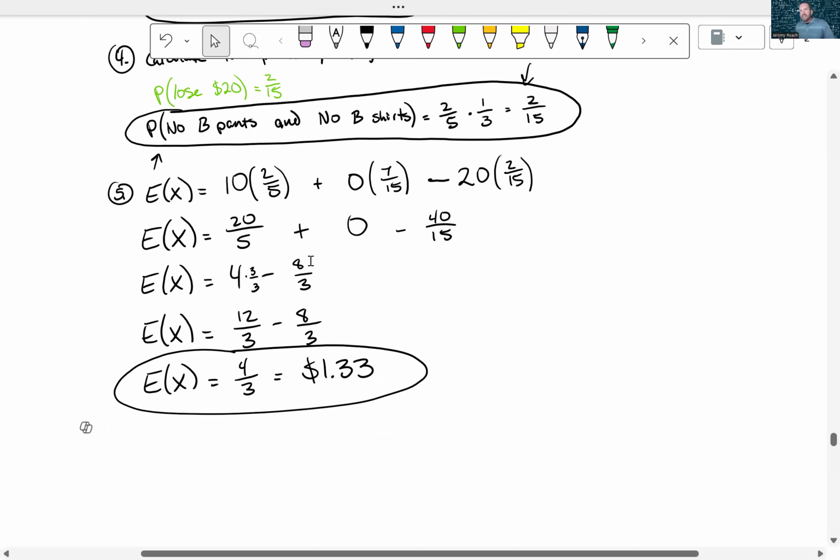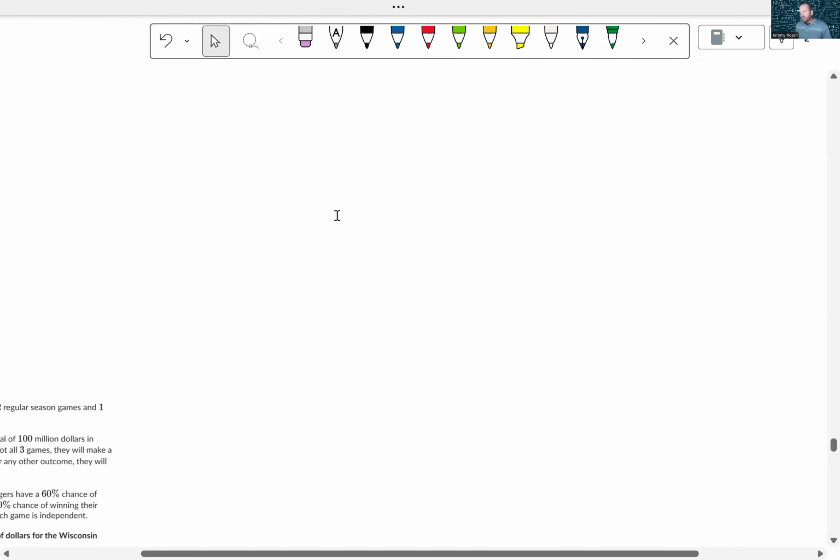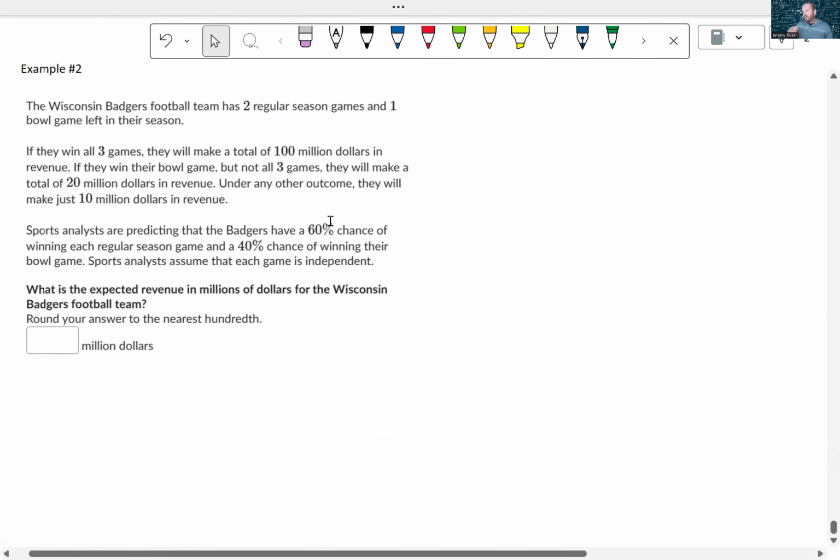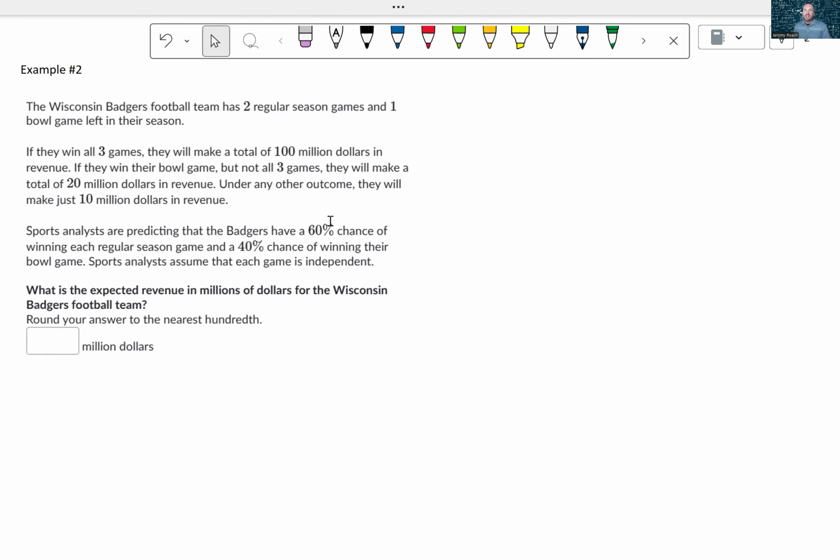All right, let's take a look at another one where we don't really have a possibility of a negative outcome, because the amount of winnings are so high for all of these scenarios in our next example. So this next example is about a football team, and they have three different ways that they could win these football games and make a lot of money for their football team.